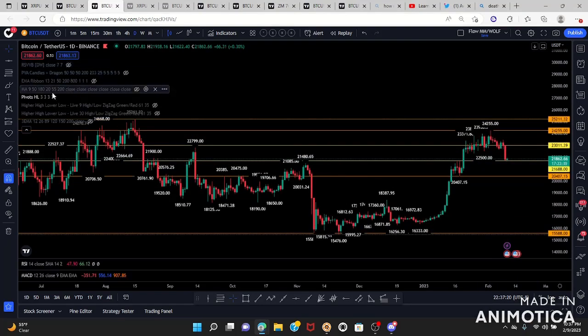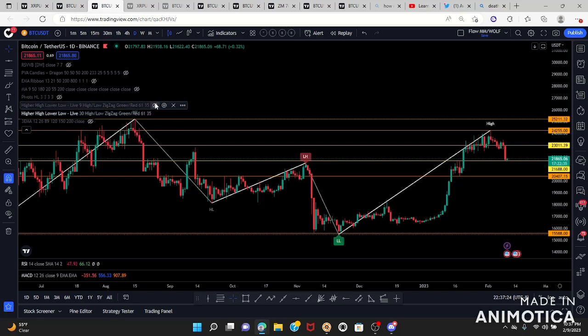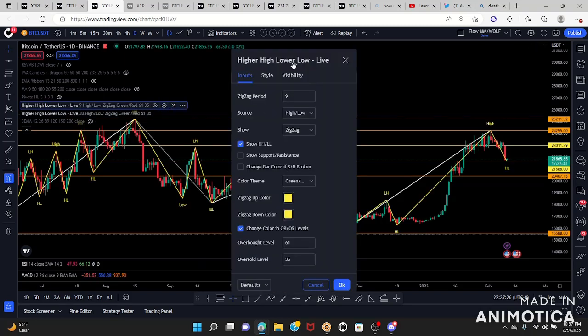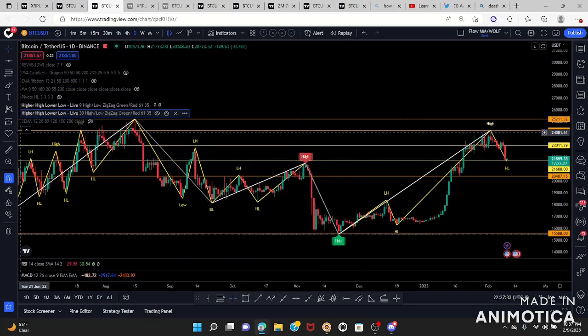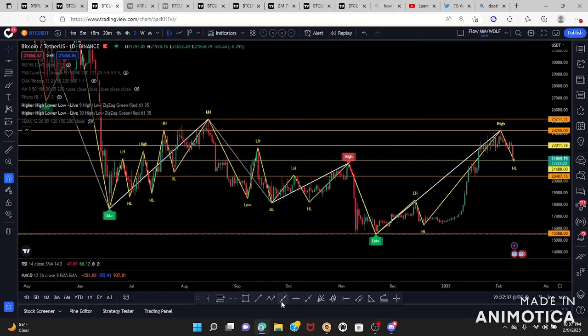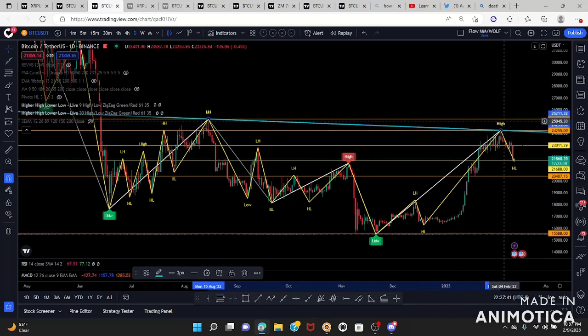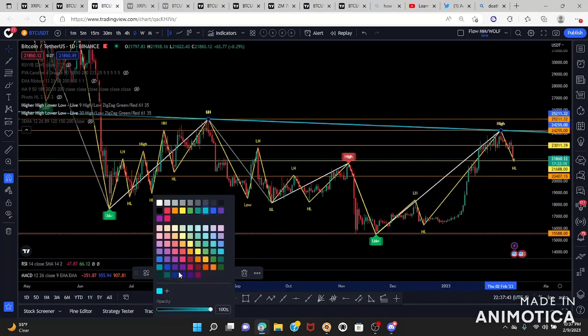So once I'm in my daily and I place my support and resistance, I like to turn on my higher high, lower low indicators. I have two. One is set at 9, one is set at 30, and this just gives me a great view of where to set my trend lines from previous highs to the most current lower highs.